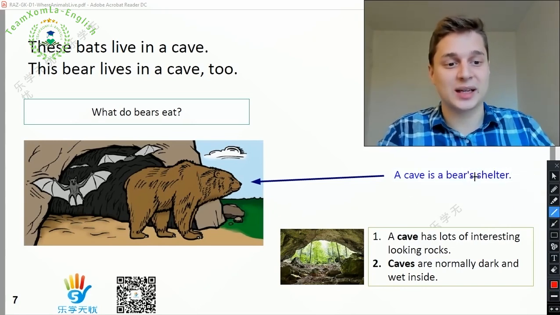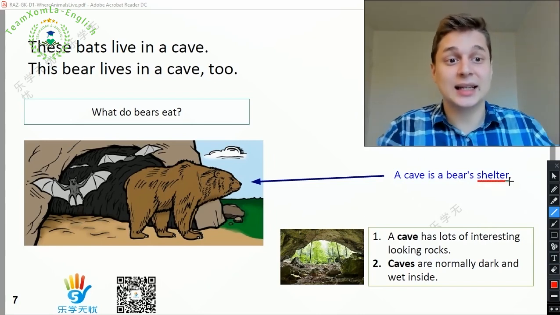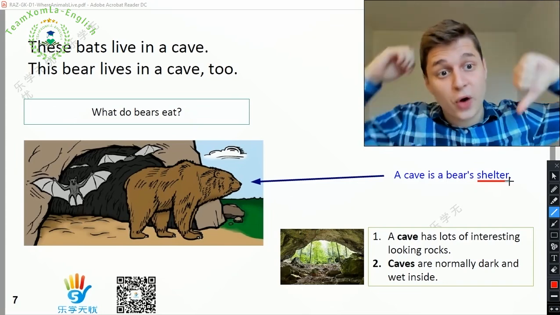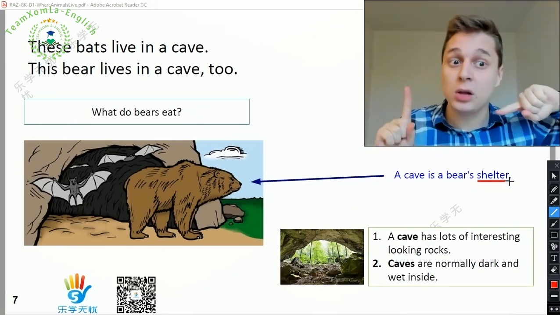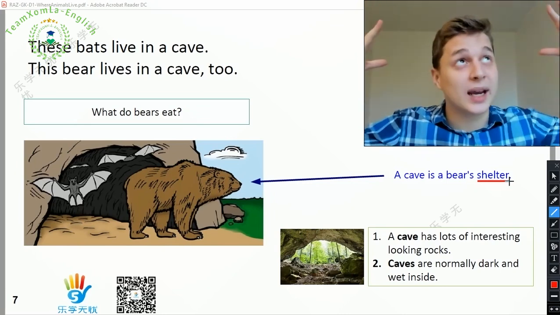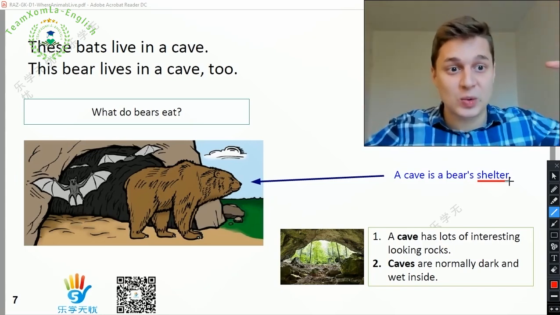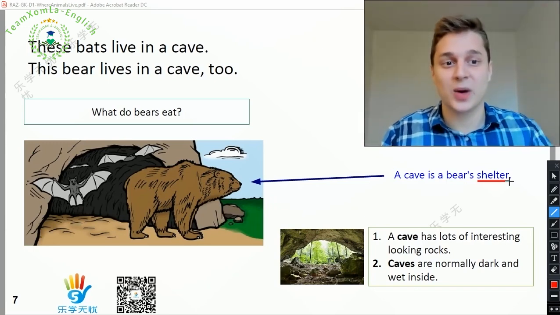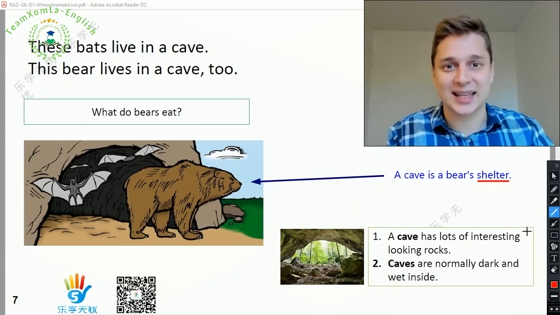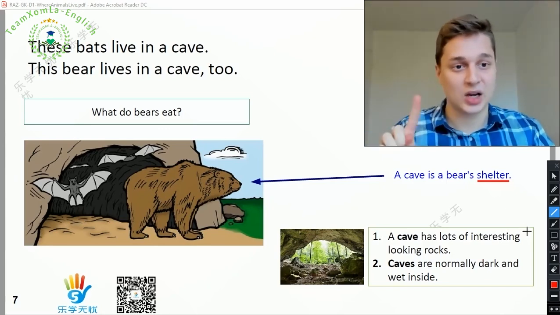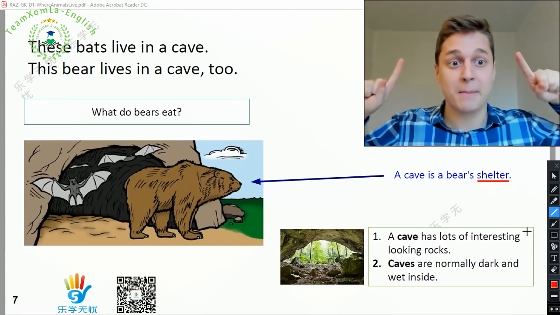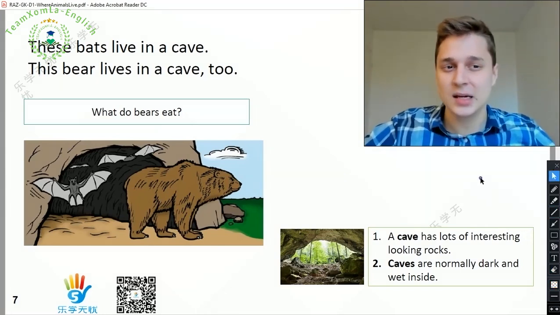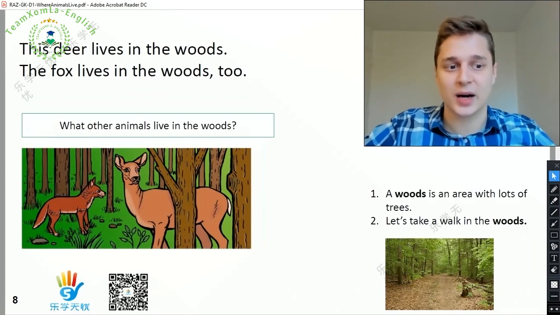What does shelter mean? Shelter is like a house for animals. It's a place where they can stay safe from other animals, but also from bad weather, like rains, storms, snowy weather, all of this. Well, you can hide in a cave to escape the weather. That's why bears stay in the cave. Not because of food, not because of other scary animals, but because of bad weather. That's why they go to the cave. See, animals have lots of reasons to stay where they stay.